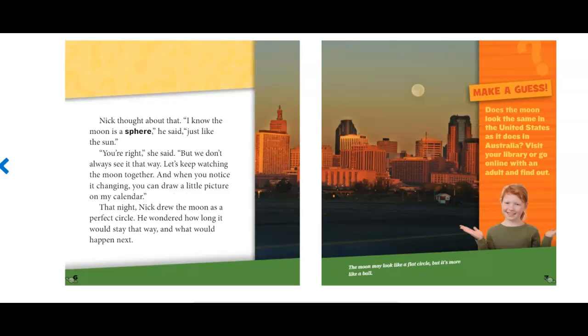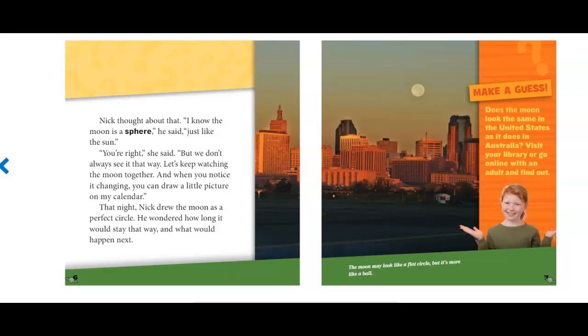Nick thought about that. "I know the moon is a sphere," he said, "just like the sun." "You're right," she said, "but we don't always see it that way. Let's keep watching the moon together, and when you notice it changing, you can draw a little picture on my calendar." That night, Nick drew the moon as a perfect circle. He wondered how long it would stay that way, and what would happen next.